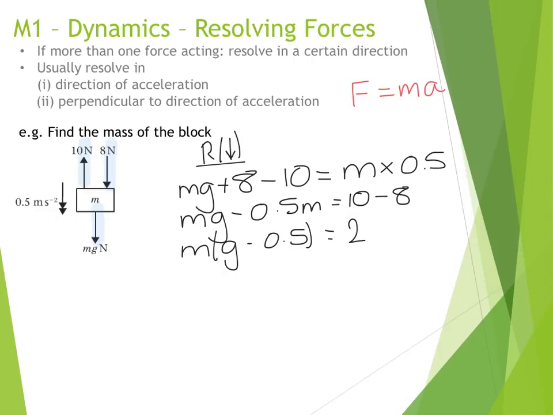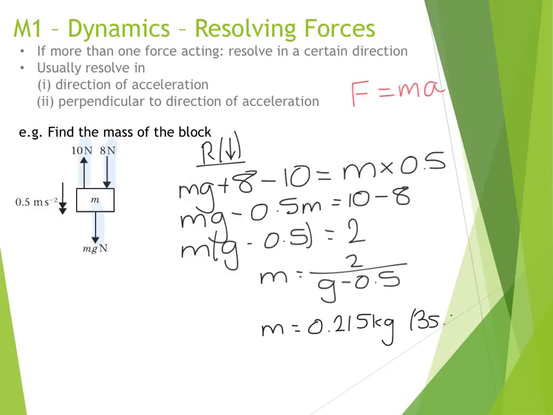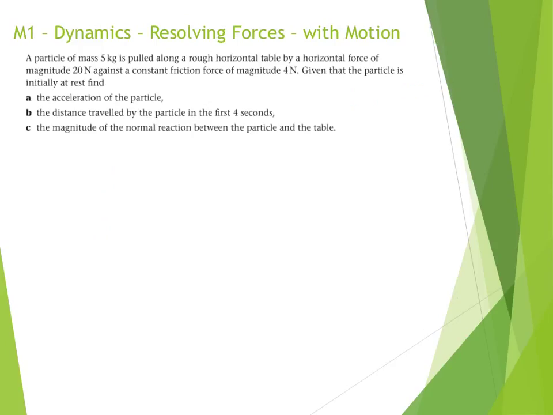Okay, that's equal to 2, so mass is equal to 2 over g minus 0.5, giving us a final mass of 0.215 kilograms, correct to 3 significant figures. Still thinking about my presentation and double underlining the answer.